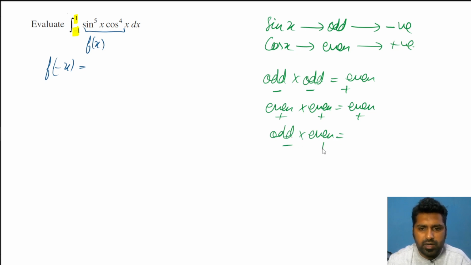So negative multiplied by positive, that's negative, so odd. If an odd and an even function are multiplied, the result is odd. Okay, these are the three standard results.